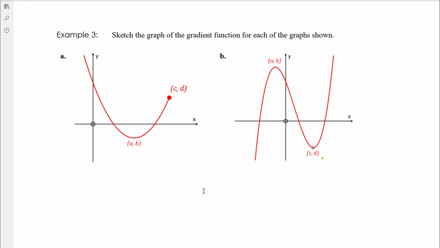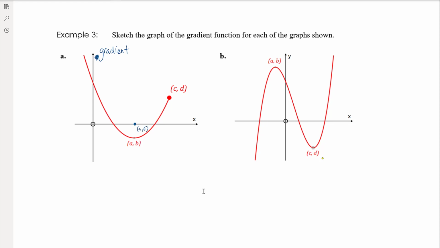So when I draw the graph of the gradient function, it's going to be a linear function. The next thing I'm probably going to look for is to think about key points. For example, I know when x equals a, the gradient is 0. Let's be clear about when we're drawing the gradient function, the y-axis now becomes not y, but gradient. So I know when x equals a, gradient equals 0, so my gradient function goes through the point (a, 0).